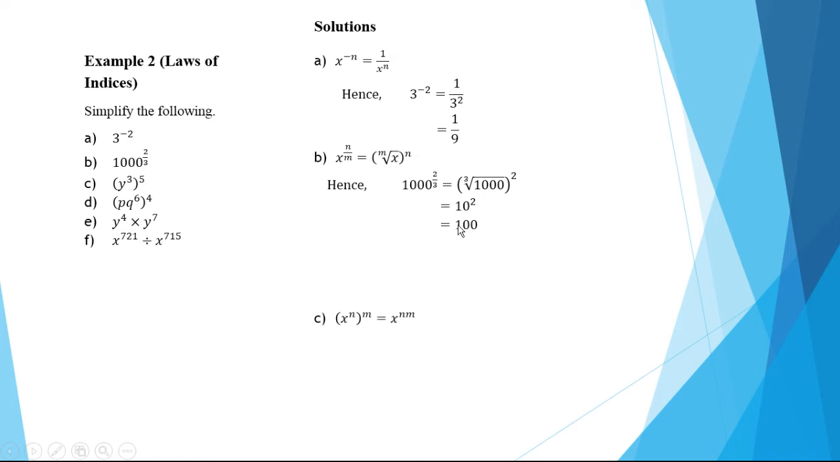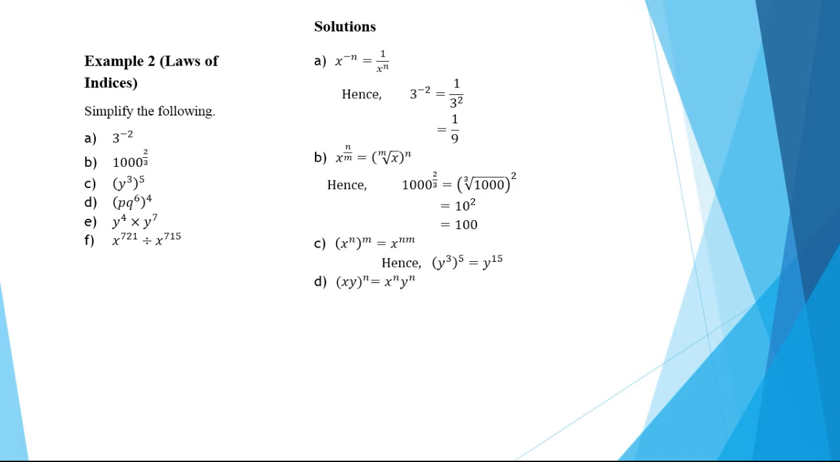The next one, to solve this one, y to the power 3, the whole thing again to the power 5, we use the law of the product of powers. So we just multiply x to the power n, the whole thing again to the power m, and say x to the power nm. This is how we do it. Hence, y to the power 3 raised to the power 5 is as good as saying y to the power 3 times 5, which is 15.